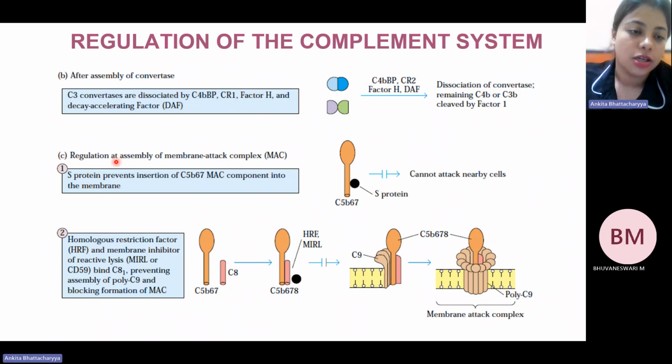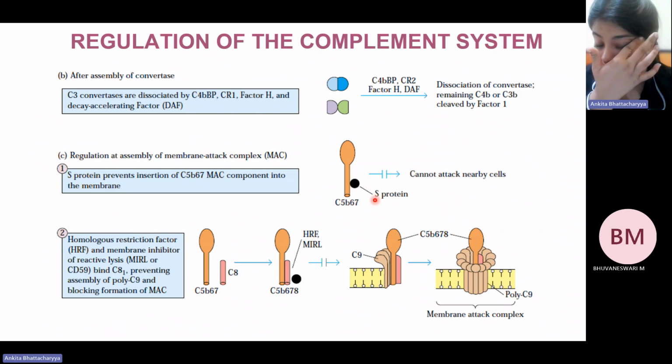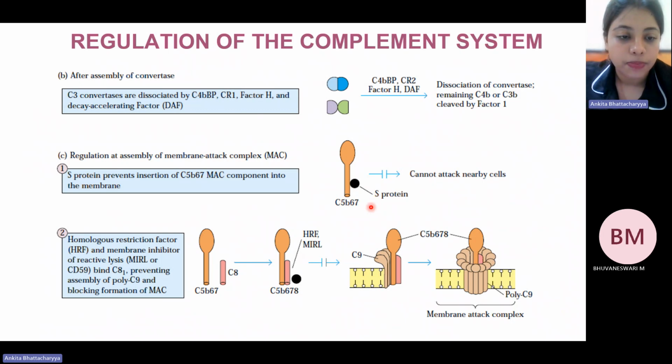Third section is the regulation at assembly of the MAC complex, which is the membrane attack complex. So this is C5b, 6 and 7. When S protein binds to it, it prevents its insertion into the membrane, and as a result, it cannot execute its action on any nearby cells.